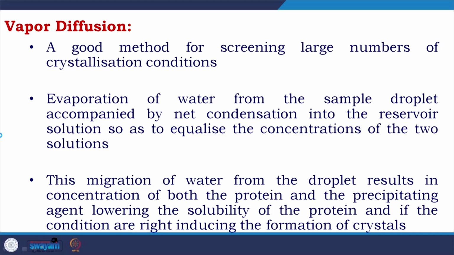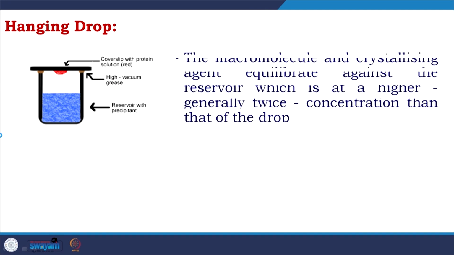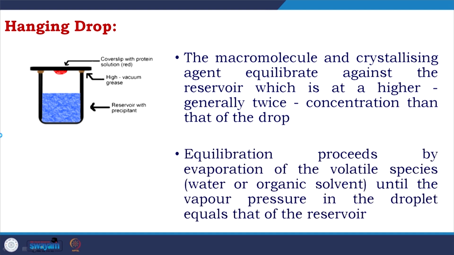So, the drop has half of the concentration, so it dehydrates to make the concentration equal to the reservoir in both the cases. This migration of water from the droplet results in concentration of both the protein and the precipitating agent, lowering the solubility of the protein, and if the conditions are right, inducing the formation of crystals. In vapor diffusion, there are different processes, like hanging drop, which is very popular. The macromolecule and crystallizing agent equilibrate against the reservoir, which is generally at twice the concentration of the drop. We have already shown the demonstration of that before.